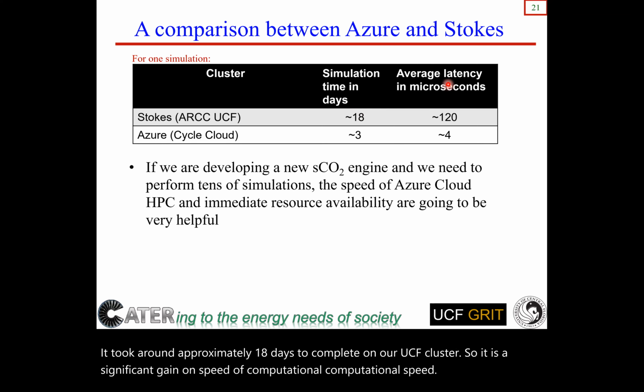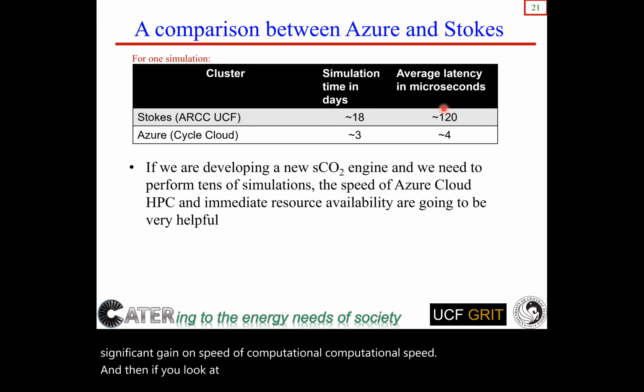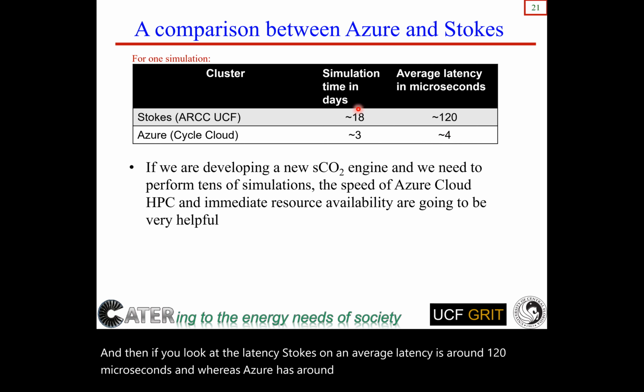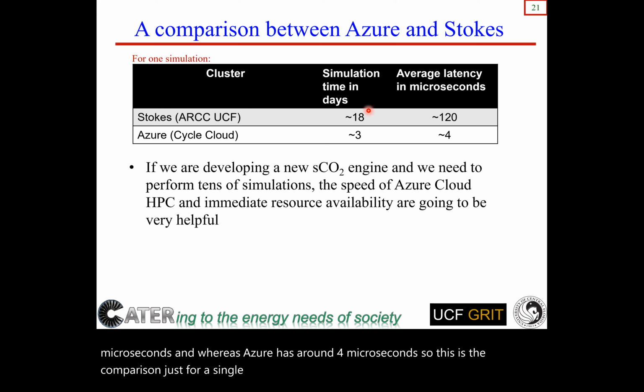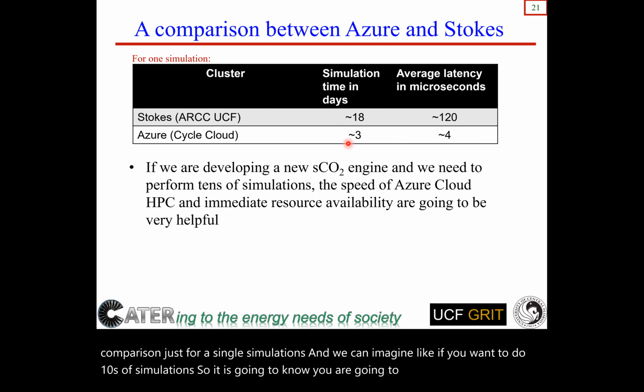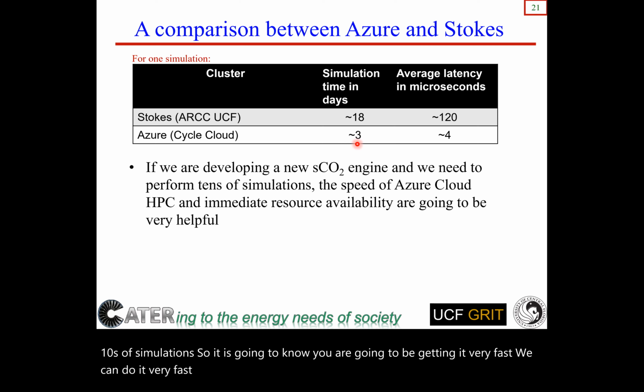And if you look at the latency, Stokes on average has a latency of around 120 microseconds, whereas Azure has around 4 microseconds. This is a comparison for a single simulation. We can imagine that if you want to do tens of simulations, you can get it very fast. We can do it very fast in a cloud environment like Azure cloud.